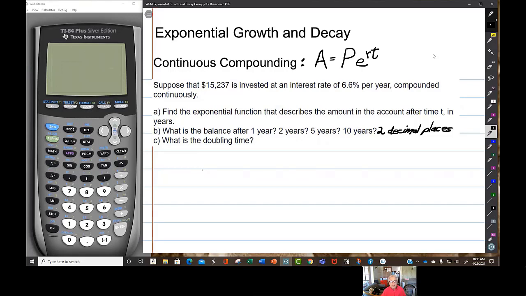So the first thing we're going to start on is a version of exponential growth that applies to finances. Continuous compounding. The closest picture I get in my mind of continuous compounding is try to think of a supercomputer compounding interest every second of the day and night all year long. It never stops.